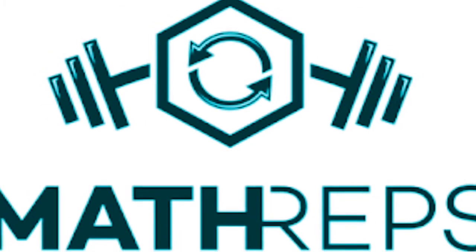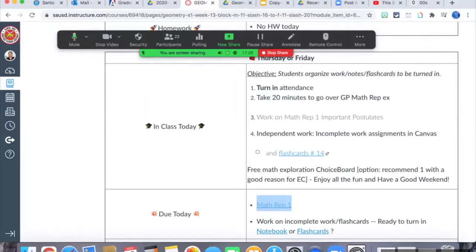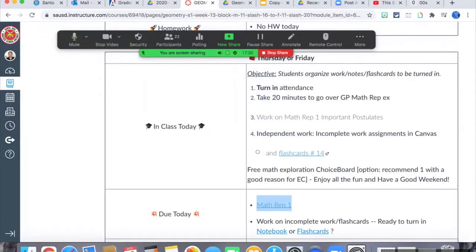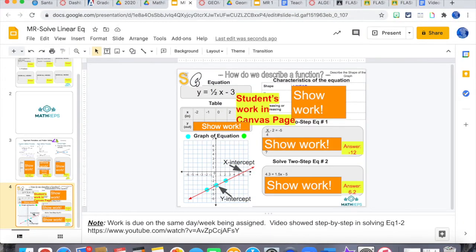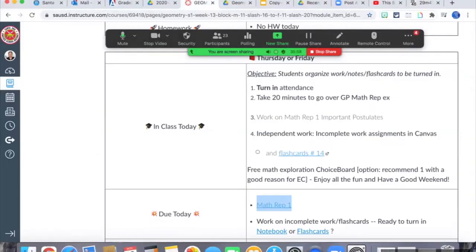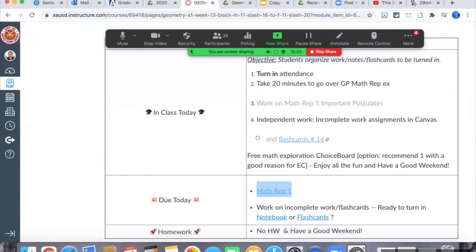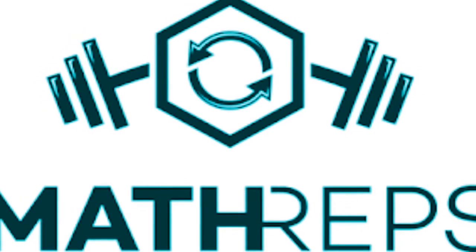Mathreps stand for math repetitions. When you click on the assignment, you will be able to get a Google slide that looks just like this with different numbers. Please remember, this is your assignment math rep. There's just one Google slide in there that you have to finish and click on submit when you're done.